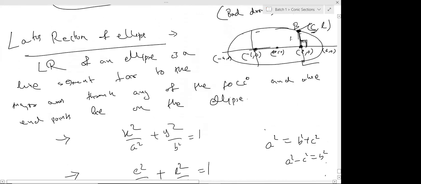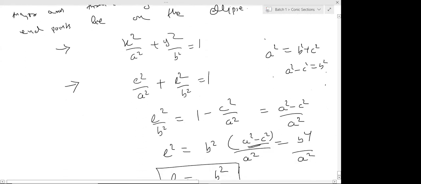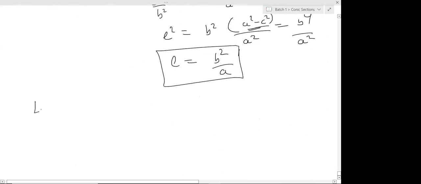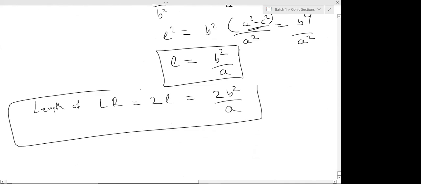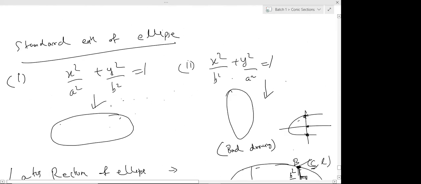If this is b square upon a, that means this will be b square upon a also. That means total length is 2b square upon a. So length of latus rectum in ellipse is 2b square upon a. In parabola, it is 4a. If we consider a vertical ellipse, then if you take an ellipse of this kind, this is also 2b square upon a. Okay, sir. All right.